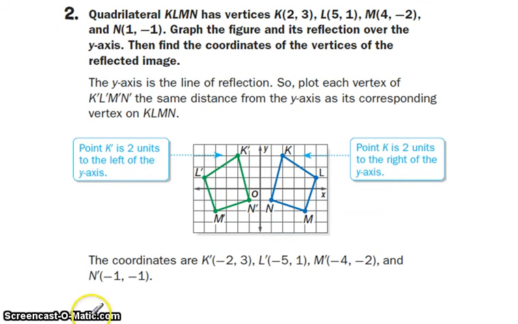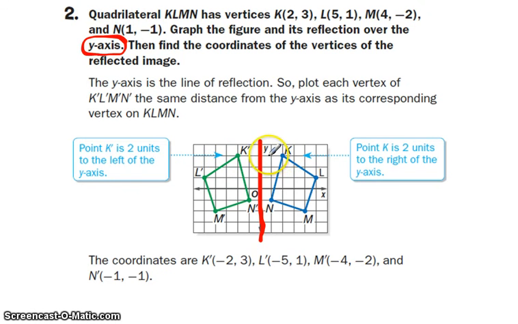Let's look at example 2. Here they're asking us to reflect across the y-axis. Okay? So here's quadrilateral KLMN, right here. Here is your pre-image, or your original image, and they want us to reflect it across the y-axis. So when you do that, you're flipping it across the y. And again, your points have to stay symmetrical.